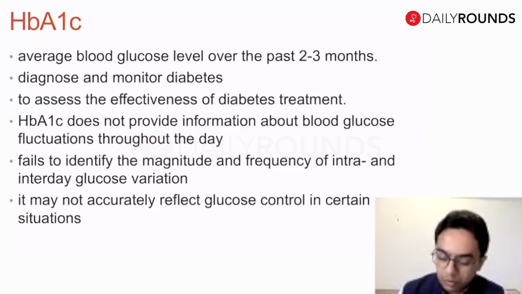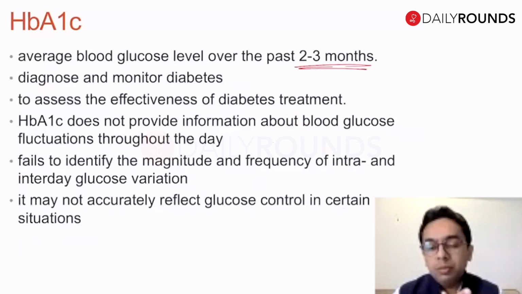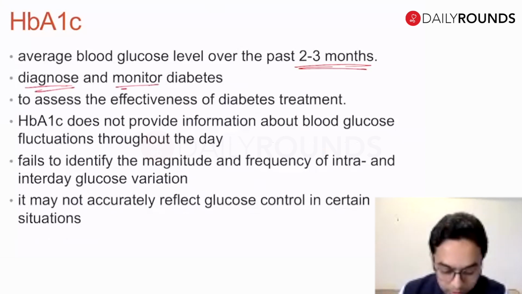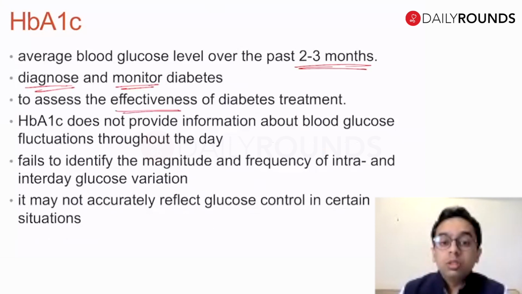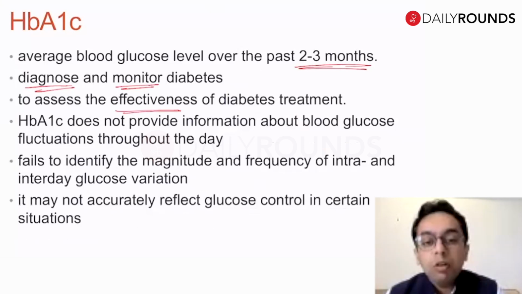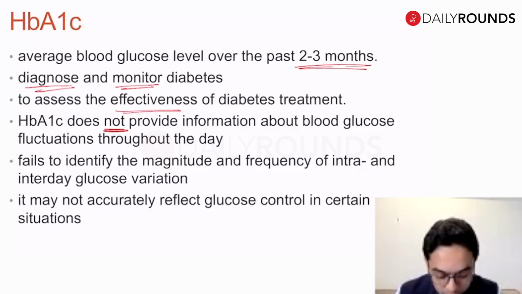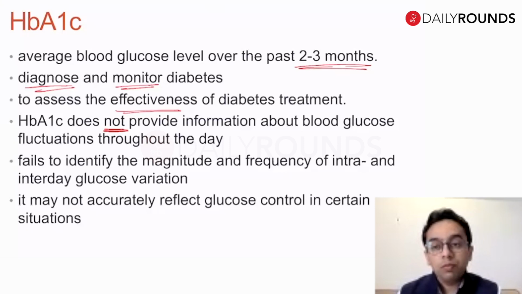Coming to HbA1c, we already know that it reflects the past 2 to 3 months, with 50% reflecting the past 1 month. It helps to diagnose diabetes, monitor diabetes, and check the effectiveness of your diabetes treatment. There is ample data which correlates HbA1c value with complications. That is why we are treating diabetes, right? So all those things we know about this. But what it does not provide is information about the fluctuation. It's a value which is over 3 months.